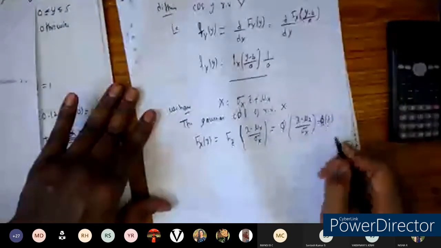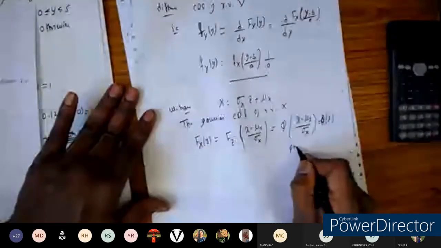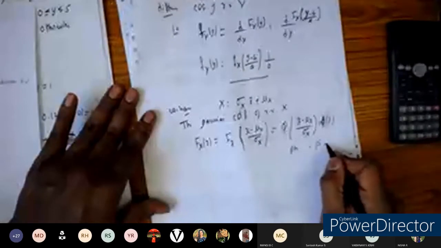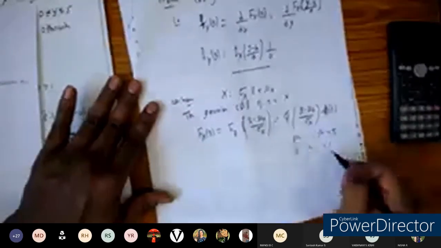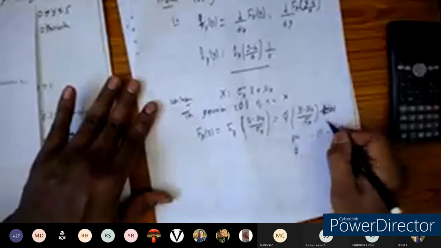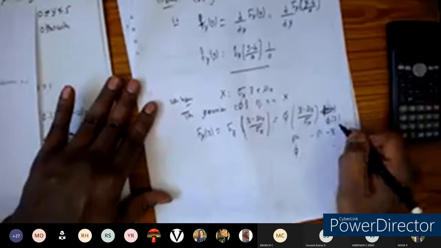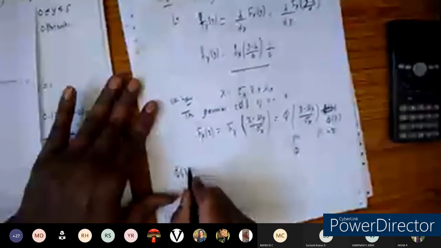Okay, we are going to call this phi of z. You know the difference between pi and this phi here. So this is phi of z, we are going to call it here phi of z.